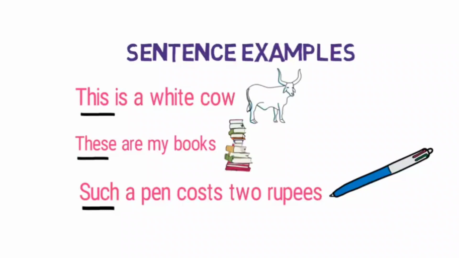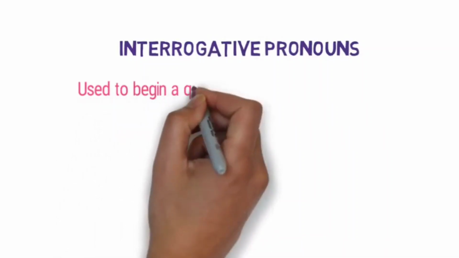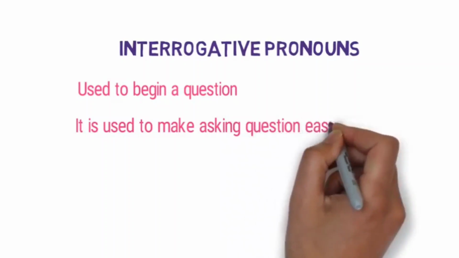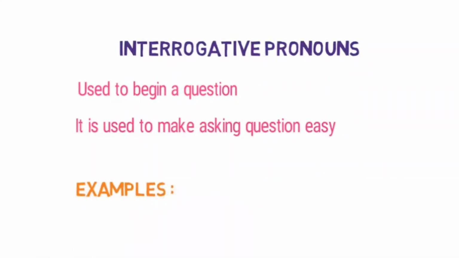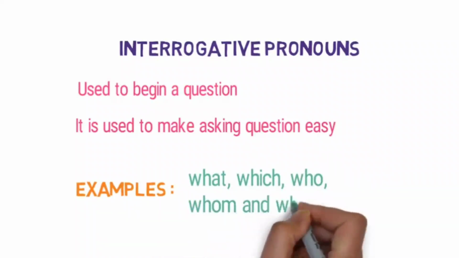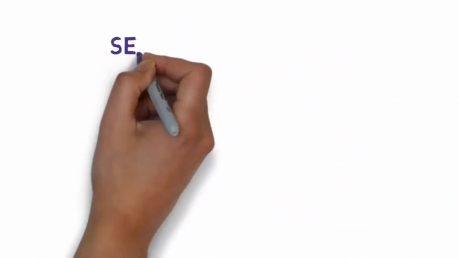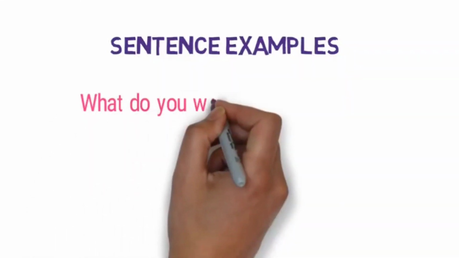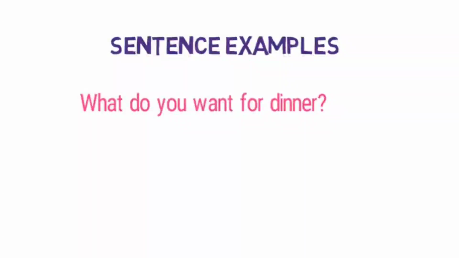Now, let's look into the next category of pronouns, interrogative pronouns. They are used to begin a question. It is used to make asking questions easy. Examples of them include what, which, who, whom, and whose. Let's look into sentence examples of some of them. What do you want for dinner? Here, what is used to ask a question about dinner.